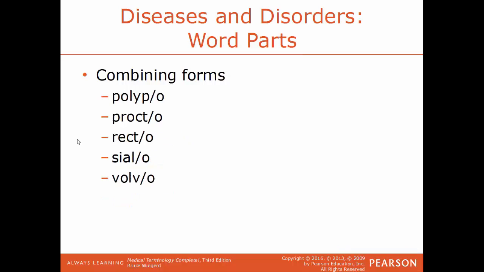Polypo is a reference to a small growth or a polyp. Procto is a reference to the rectum or the anus. Recto is the rectum. Sialo is a reference to saliva. And volvo means to roll.